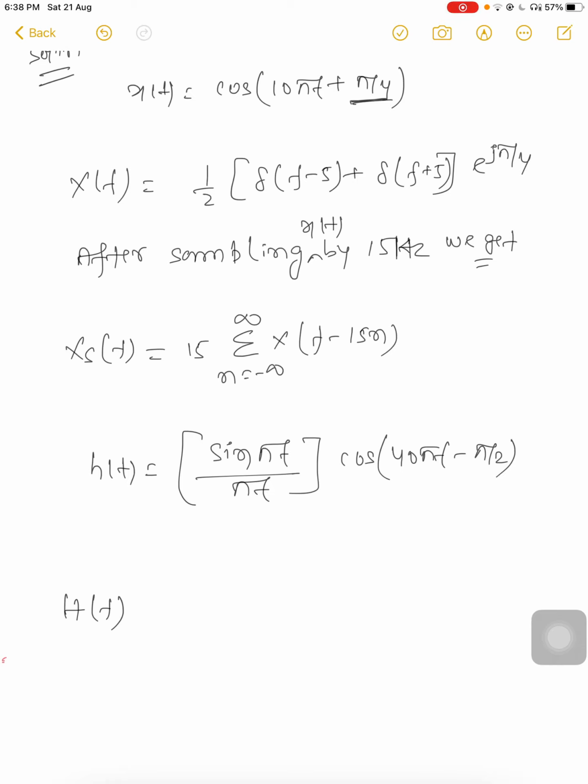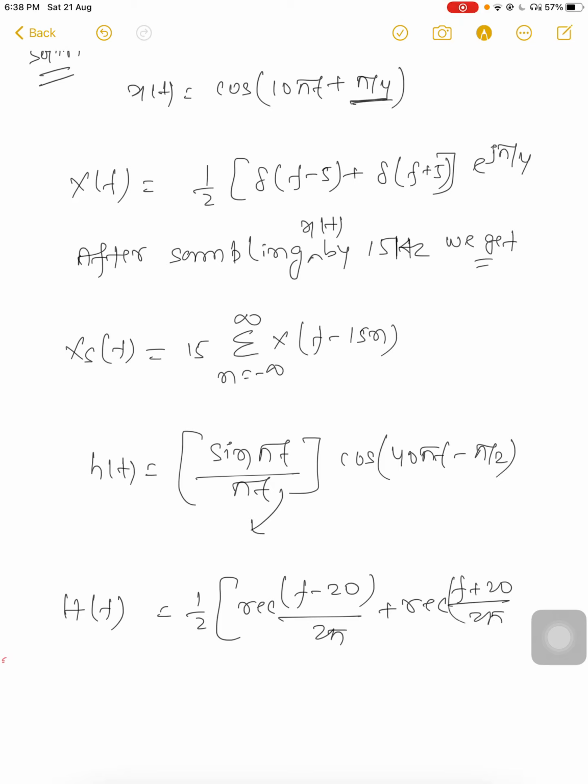So H(f) will be half of a rectangular function and shifting for the cos. When you take the Euler formula, it will come to exponential terms, and from that you will get the shifting: rectangular of f minus 20 upon 2 pi plus rectangular of f plus 20 upon 2 pi, with phase shift e to the minus j pi by 2.